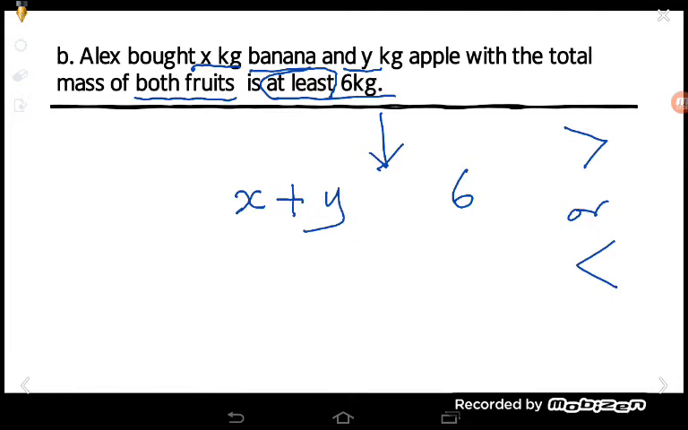Okay, it can be, because at least that means minimum is 6. So it can be more than 6 or equal to 6. Yeah. So that is how you write the linear inequalities.